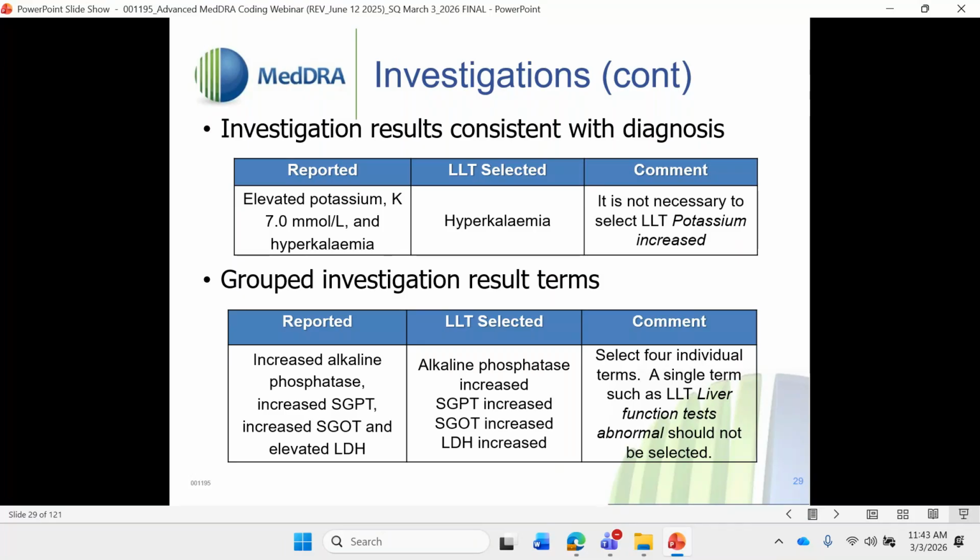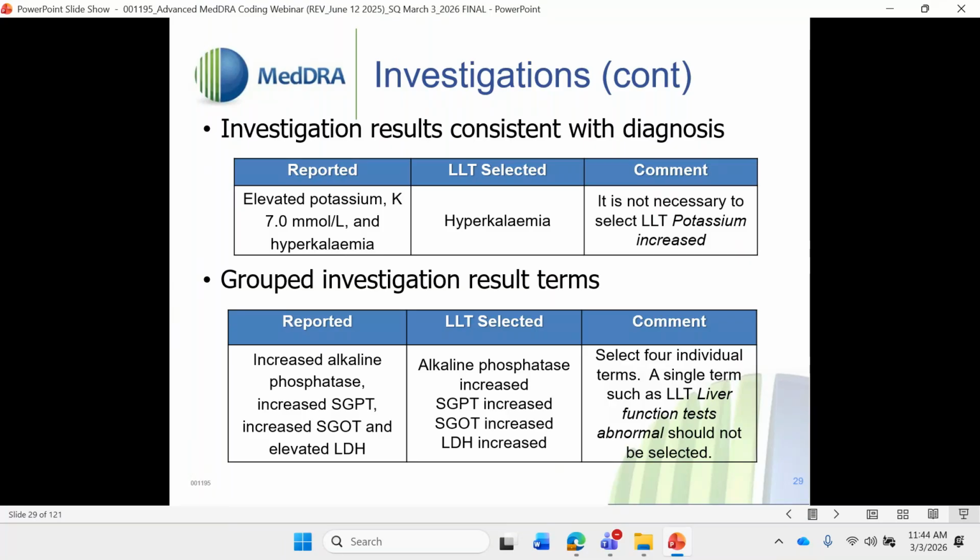So I can safely select hyperkalemia, because that's the diagnosis, and the potassium increased is an investigation finding. And remember in the beginning, if you have a diagnosis with associated labs or signs and symptoms, you only need to code the diagnosis, which we've done here with hyperkalemia.